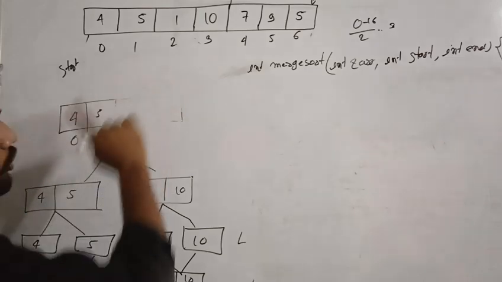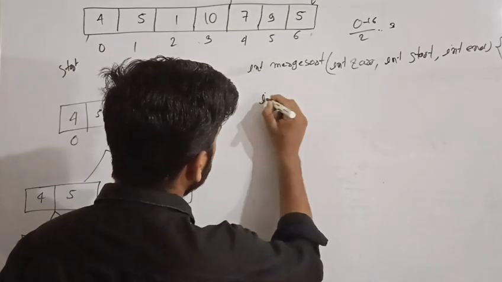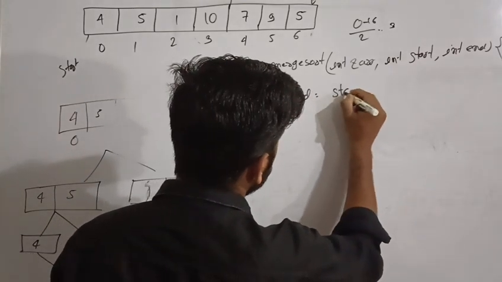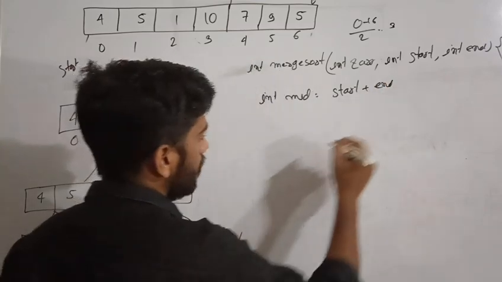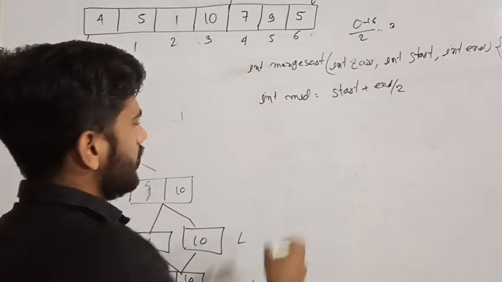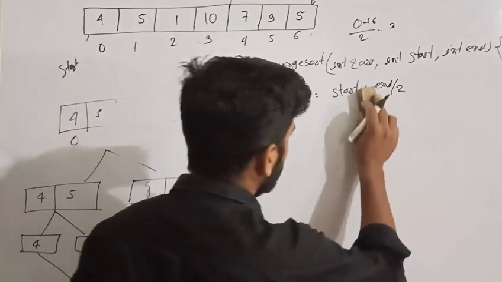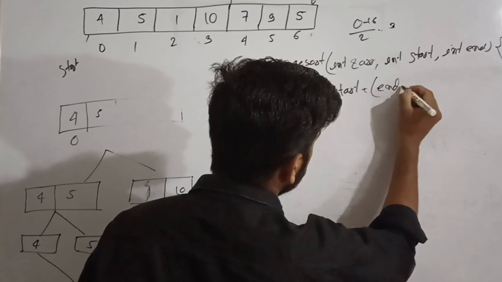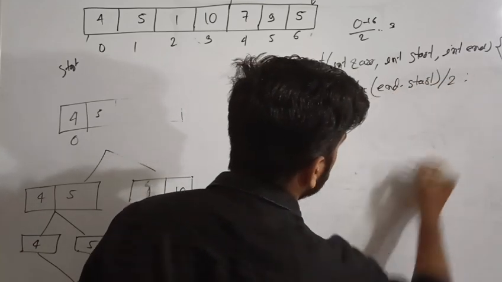we have to divide it into two parts. Now means we have to find the mid. Now how can we find? Take a variable int mid as start plus end by 2, and here it will overflow, so better to write it here as start plus end minus start by 2.